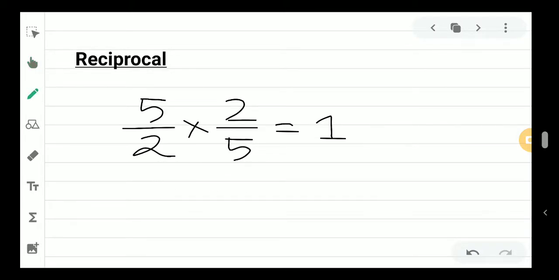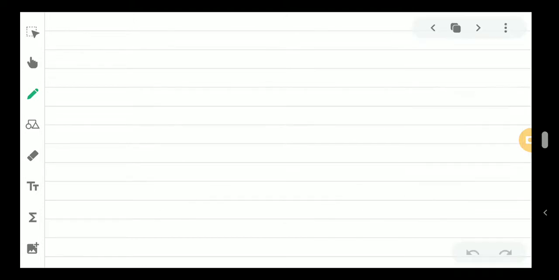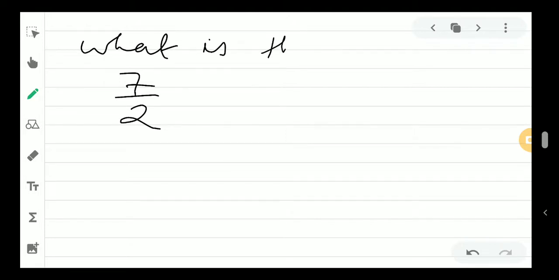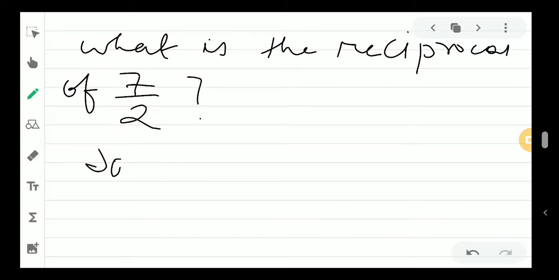Meaning to say, what does the reciprocal mean? If we multiply any two numbers, let's say a into b, and we get 1, then a is known as the reciprocal of b, and b is known as the reciprocal of a. So this is the main thing. Now we can understand it very easily simply by reversing, that means changing the numerator and denominator. You will get the reciprocal of any number. Let's say, what is the reciprocal of 7 by 2? Then your answer will be what?